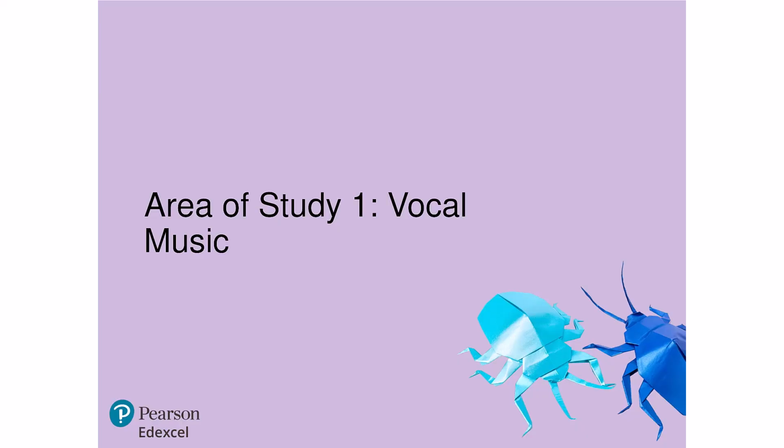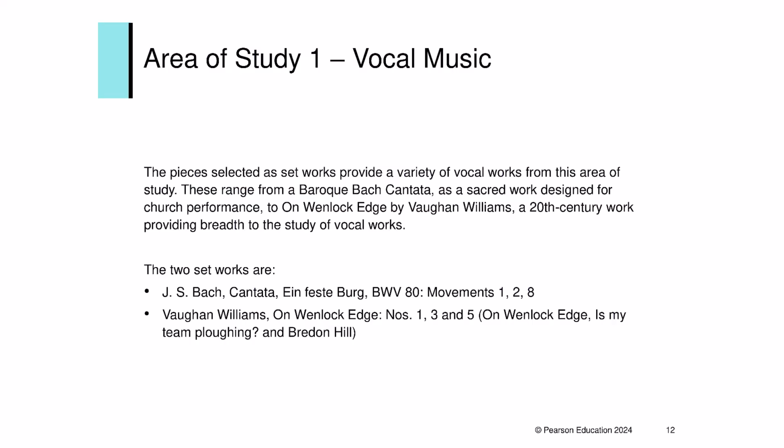We will now look at Area of Study 1, Vocal Music. In the specification, we have the following information for Area of Study 1, Vocal Music. These range from a Baroque Bach cantata as a sacred work designed for church performance to On Wenlock Edge by Vaughan Williams, a 20th century work providing breadth to the study of vocal works. The two set works are J.S. Bach, Ein feste Burg, BWV 80, movements 1, 2 and 8, and Vaughan Williams, On Wenlock Edge, numbers 1, 3 and 5.